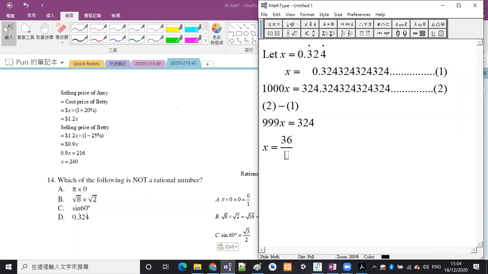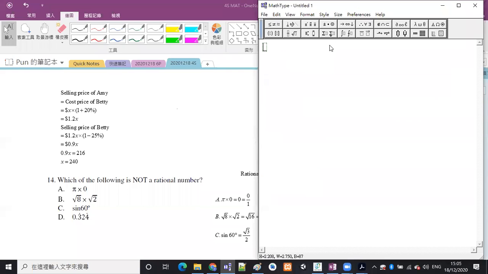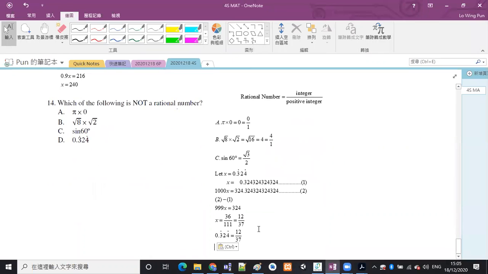First 6 over 111 and then 12 over 37. Am I correct? Yes, correct. So this recurring decimal can be changed to 12 over 37, which is integer over positive integer. Then it is a rational number. So D is not the answer. So the answer is option C. Got it?